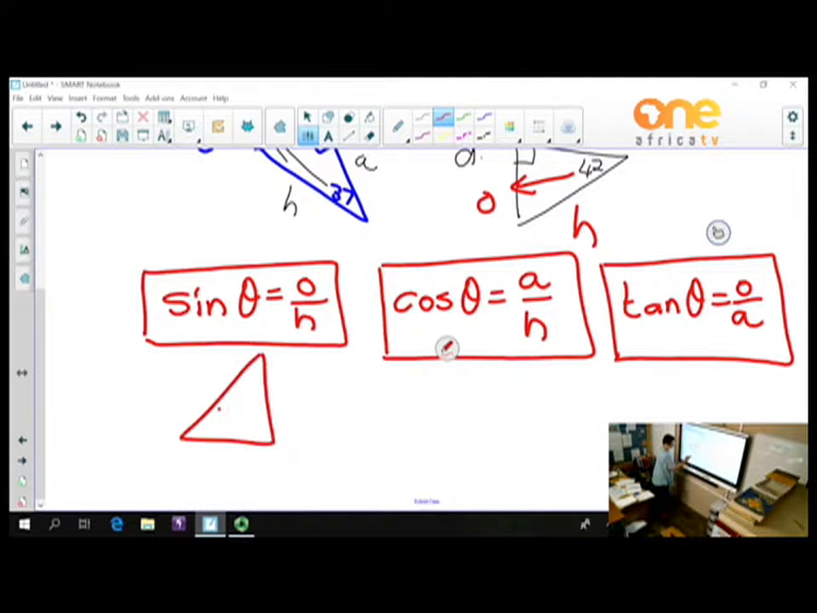So let's look at the sine one, and there's your marked angle theta. Theta is a Greek letter for any angle then there. It might be A, B, X, Y, Z, but we usually use theta here. So when will I use the sine theta? I will use it if I have the opposite and the hypotenuse. So the sides will tell you which function to use.